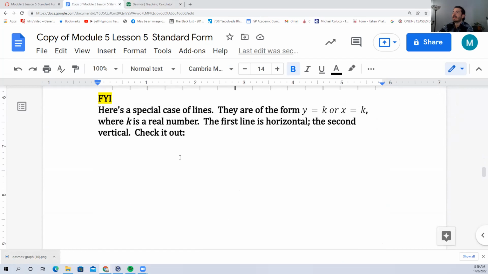Okay, moving on. Here's a special case of lines. They are of the form y equals k or x equals k, where k is a real number. The first line is horizontal. What's horizontal? Well, it's like if you're looking at the horizon, it's left to right. It's flat. The second, vertical, like a vertical drop, is straight up and down. So y equals k is horizontal, x equals k is vertical.